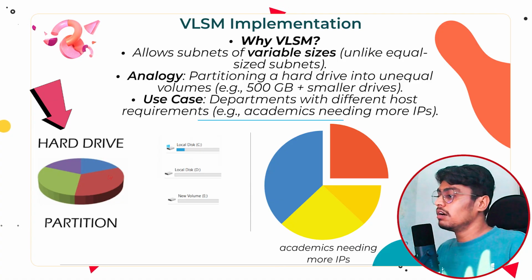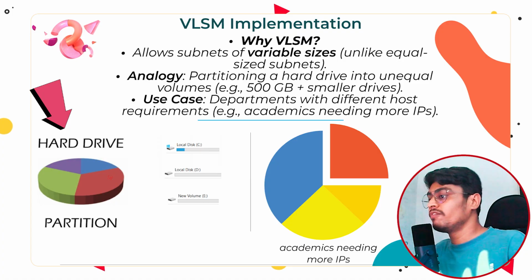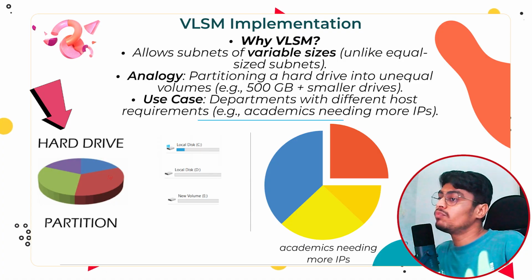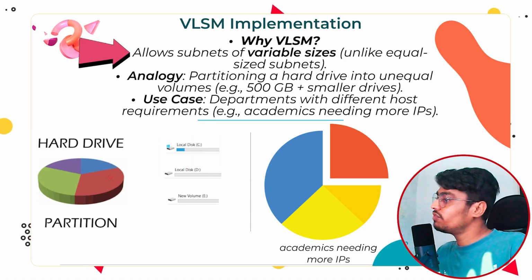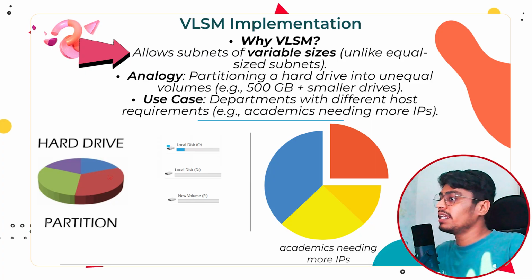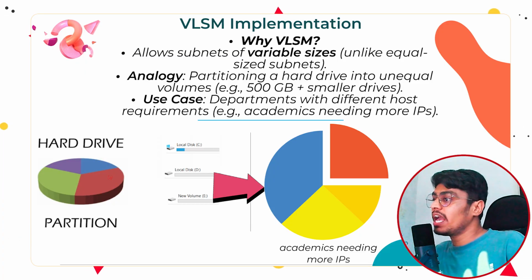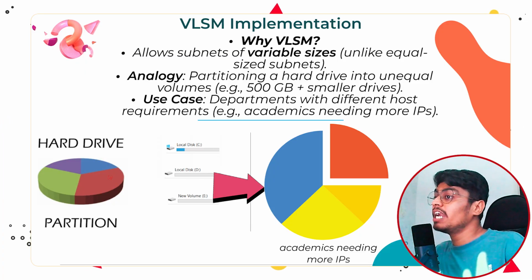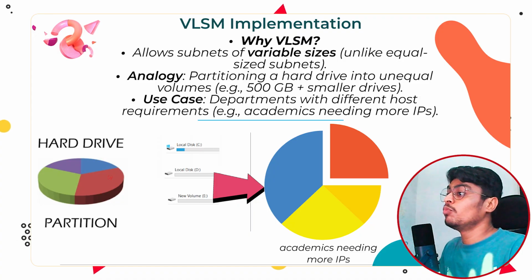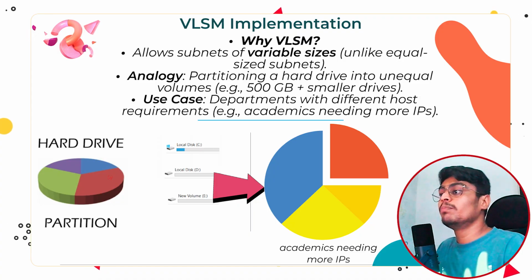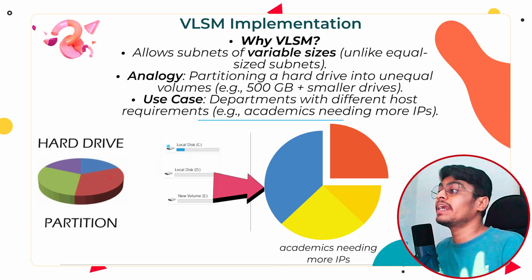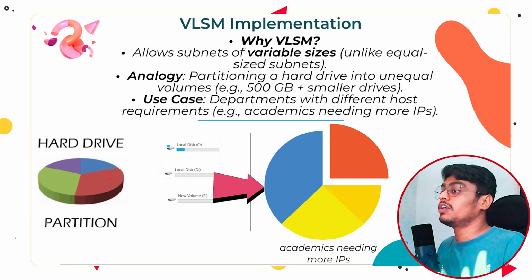Windows provides us flexibility to make drives of different sizes. Similarly, our network should allow us to make subnets of different sizes. Now we are taking an example scenario. Let's say we have a university organization. The academic department has more requirements, more users, more hosts, so they need more IP addresses. For the rest of the departments, I can divide them into smaller subnets of different sizes.